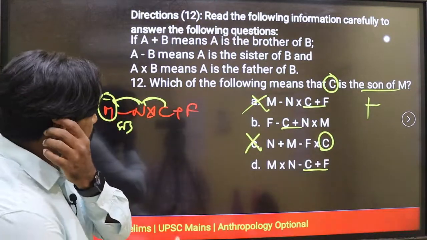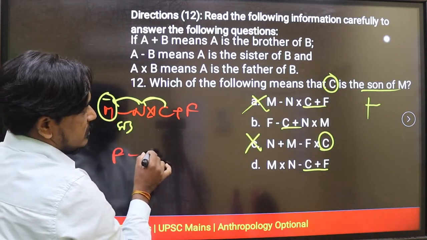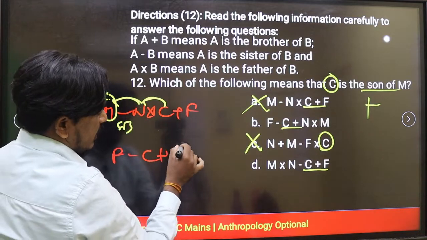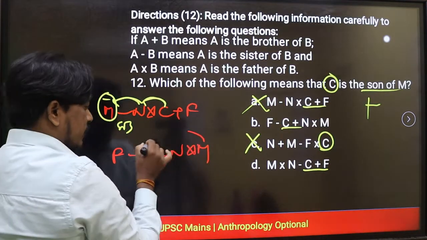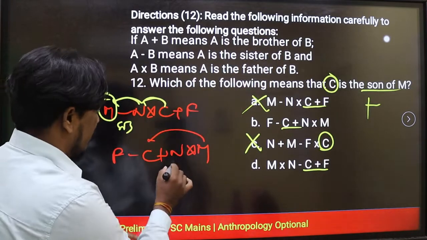Next, you will take option 2 in the same manner. But very quickly we can find out the answers from the diagrams. F minus C plus N into M. We required from here to here. First, if you focus on plus. Plus means what? Brother. This is a brother.